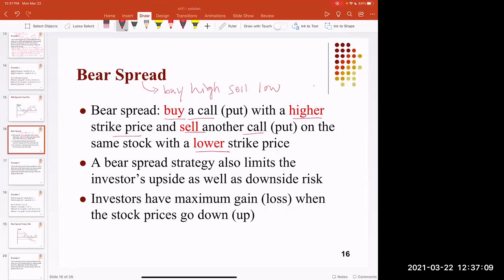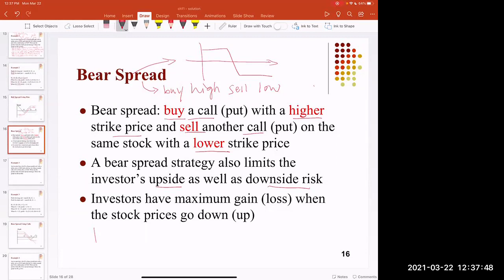So why do some investors like to buy low, sell high, and some investors like to buy high, sell low? That's because of their expectation about the stock price in the future. They are different. Okay. The bear spread strategy also limits the investor's upside as well as downside risk. So for bear spreads, the profit diagram looks like this. When the stock price goes down, you're going to have a maximum gain. When the stock price goes up, you have a maximum loss.